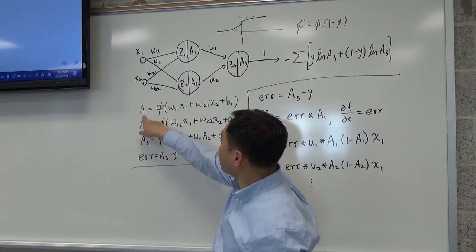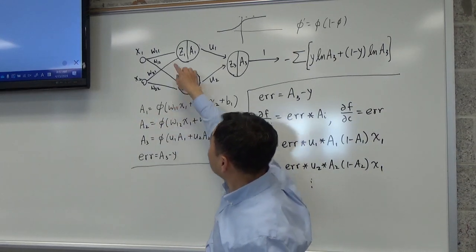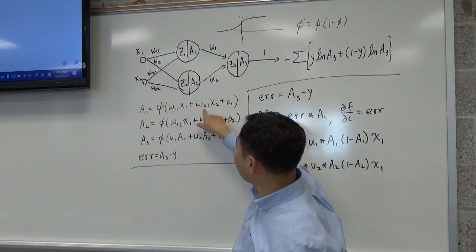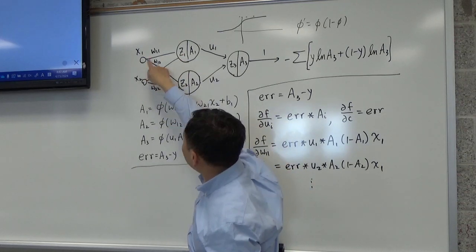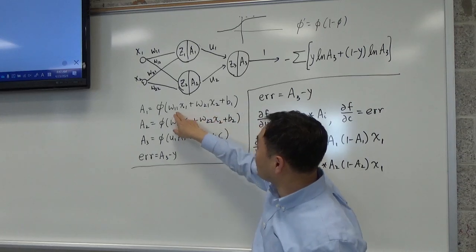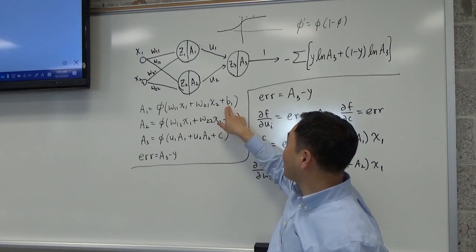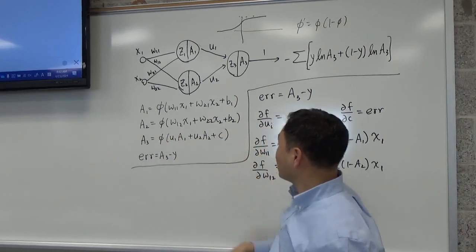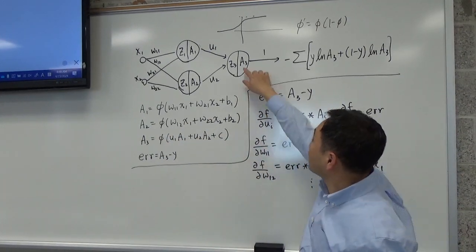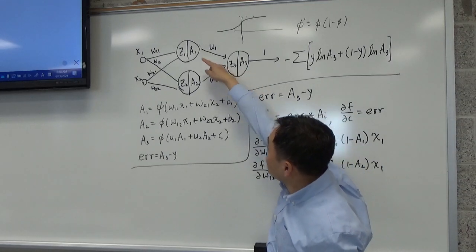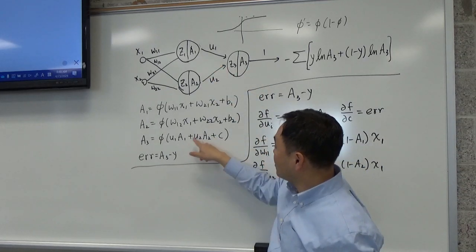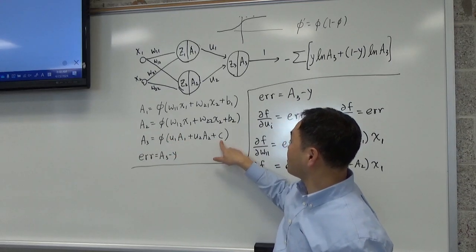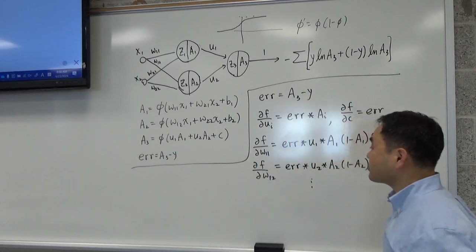So A1 is calculated by multiplying the inputs by weights. See, this node has 2 inputs, so x1 and x2 are both multiplied by weights, and you're adding a bias. And the same thing is done for the other cases. For this last one, it has 2 inputs from A1 and A2. Those are multiplied by the weights U1 and U2, and its internal bias is C.